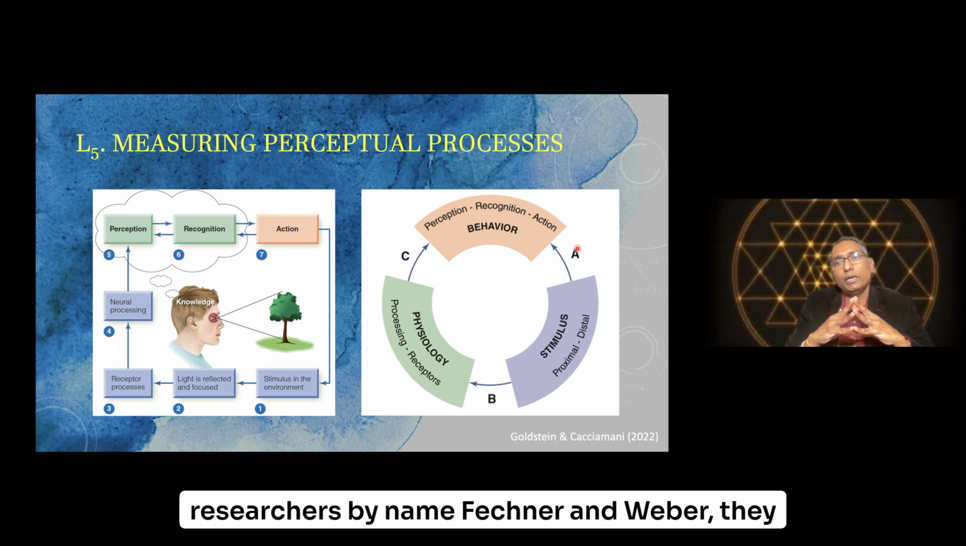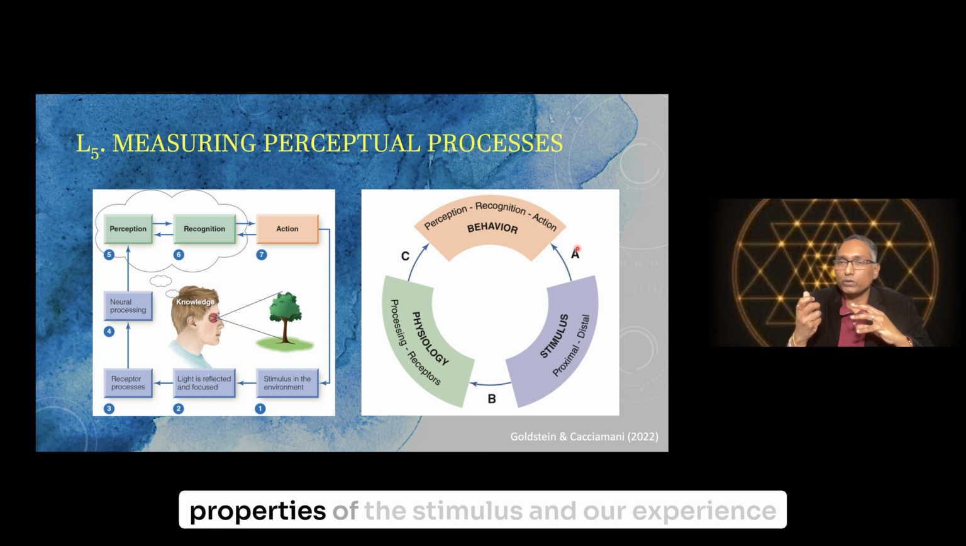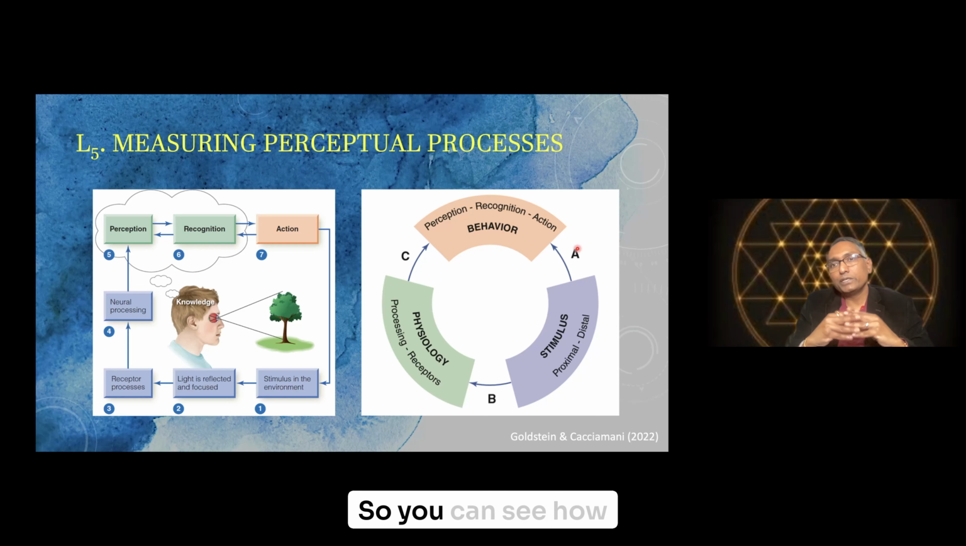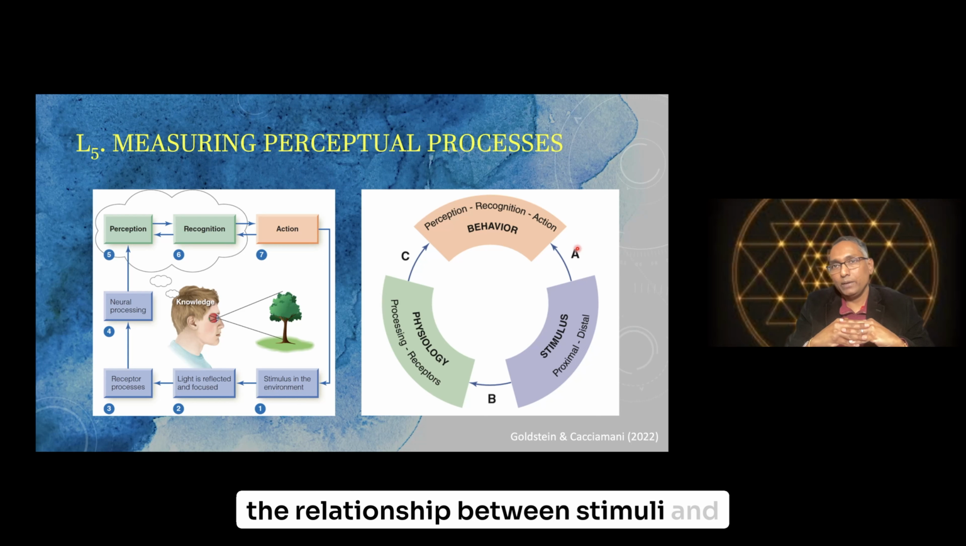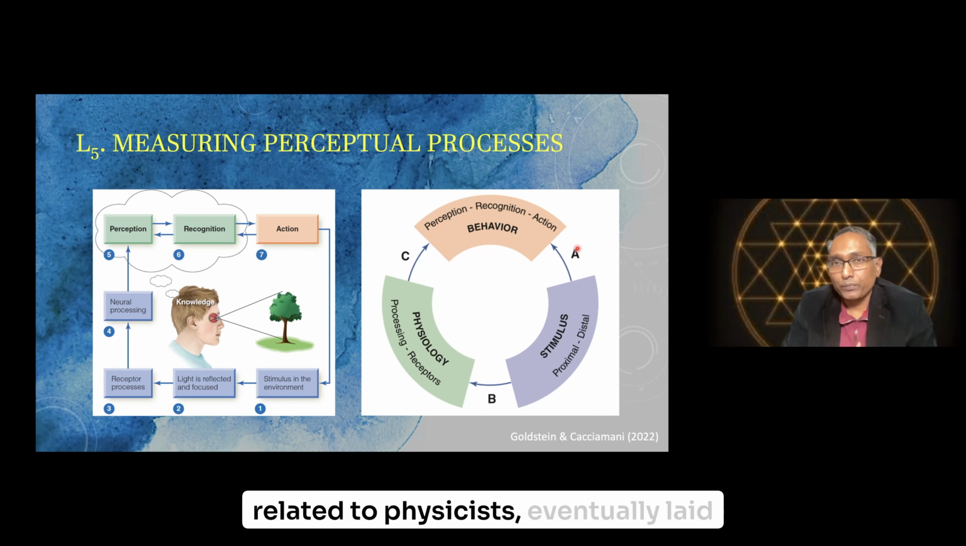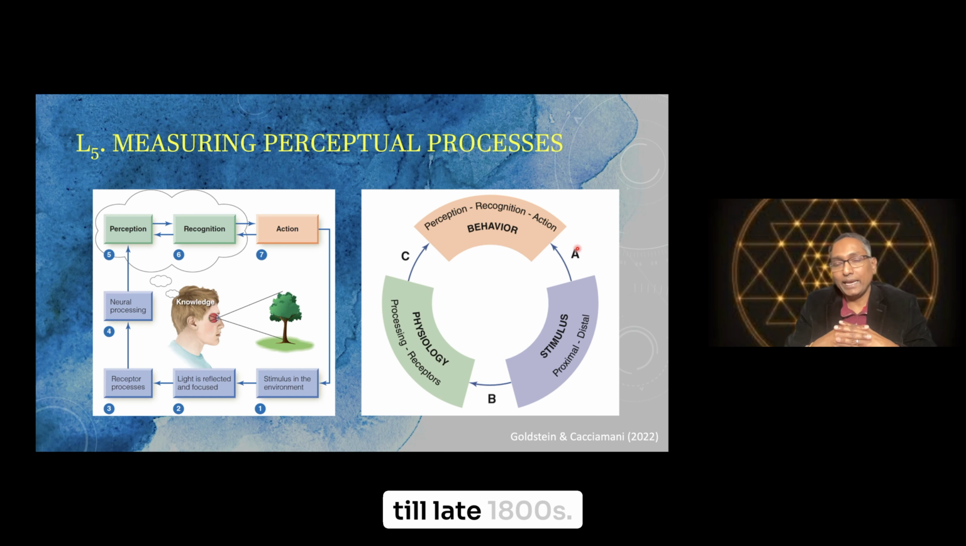and Weber, they developed ways of studying stimuli like light to understand the relationship between the properties of the stimulus and our experience of it. They were actually physicists. So you can see how these ways of measuring the relationship between stimuli and behavior, despite the fact that they were related to physicists, eventually laid foundations to psychology, which wasn't formed till late 1800s.